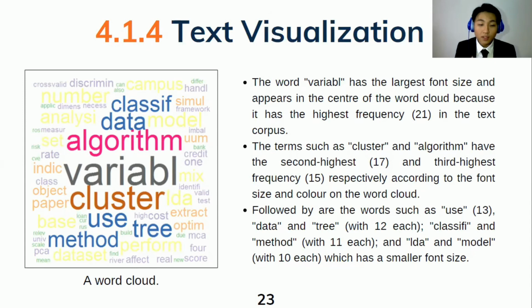All right, so from the word cloud, we can see that the word variable has the largest font size and it appears in the center of the word cloud because it has the highest frequency. And cluster and algorithm are the second largest and the third largest, followed by other words such as use, data, tree, classified, method, LDA, and model.